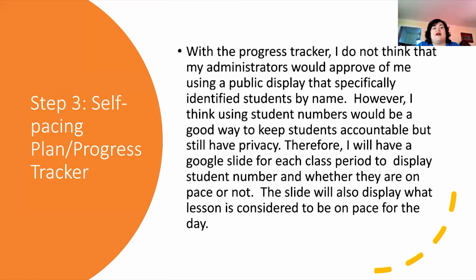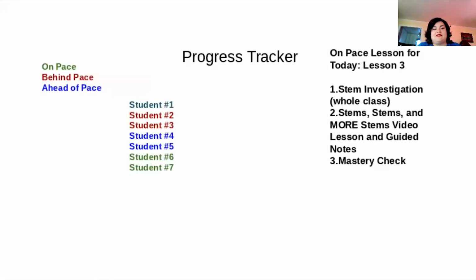With the progress tracker, I didn't really like putting my students' names up on the board because I don't want anybody to make another kid feel bad that they're behind, especially because you have students who struggle, and special ed students who need that extra help and support to be able to work through and actually master content. I didn't want anybody to make anybody else feel bad. So what I ended up doing was just labeling them as student 1, 2, 3, and they know their numbers.